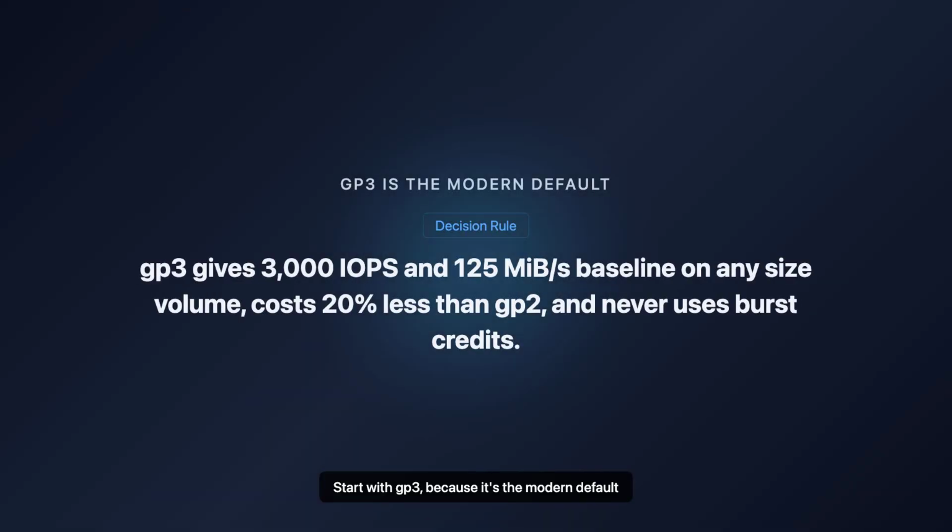Start with GP3 because it's the modern default and a recurring right answer. Every GP3 volume gives you a guaranteed baseline of 3,000 IOPS and 125 MB per second of throughput. And that baseline is the same whether the volume is tiny or enormous. It costs about 20% less than the older GP2. And critically, it never uses burst credits. It just delivers its performance all the time. When a question asks for the most cost-effective general-purpose volume, GP3 is almost always the answer.